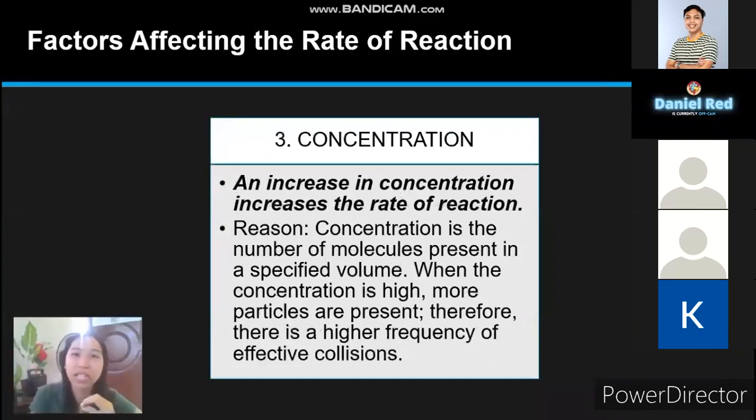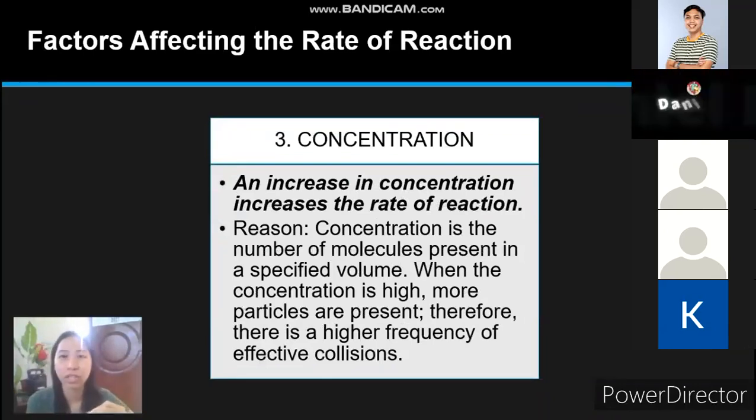Third factor is concentration. Concentration doesn't mean that you are concentrating or focusing. Concentration in science is different, no? Concentration is the amount of solute dissolved in a certain amount of solvent. That is concentration. So, pag daghan ang solute, tapos gamay lang ang solvent, concentrated ang tawag ana.